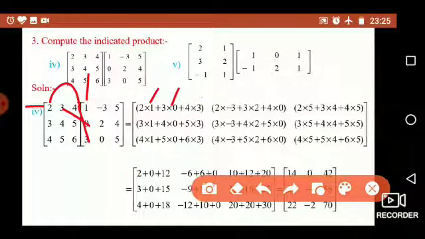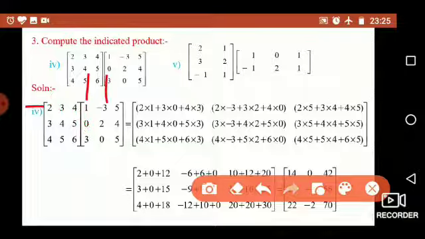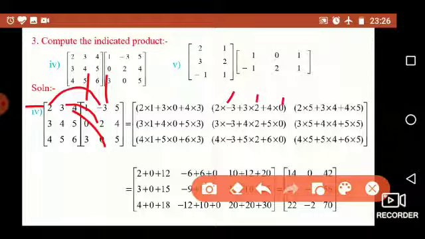Similarly, the same row gets multiplied with the second column: 2 minus 3 is, 3 2s are, and 4 0s are. We get minus 6 plus 6 and 0. Therefore, the sum of these elements is equal to 0.